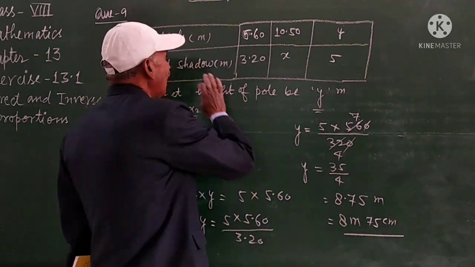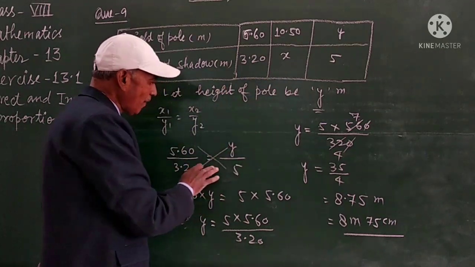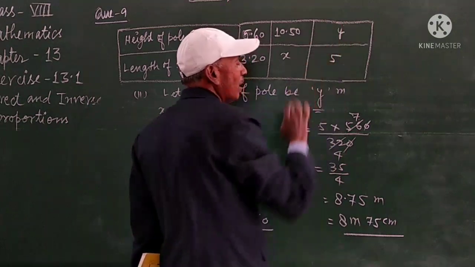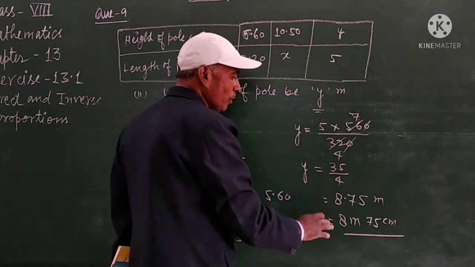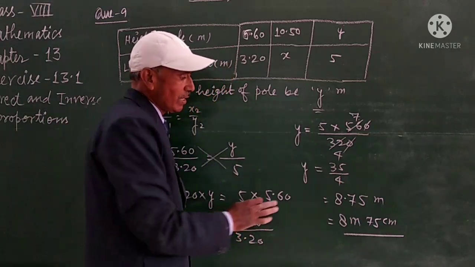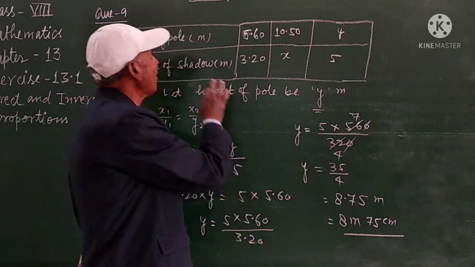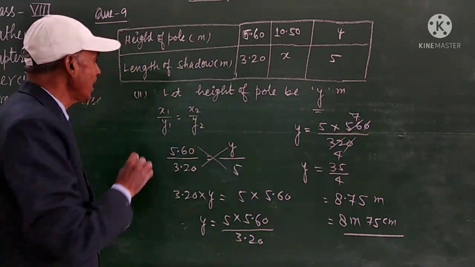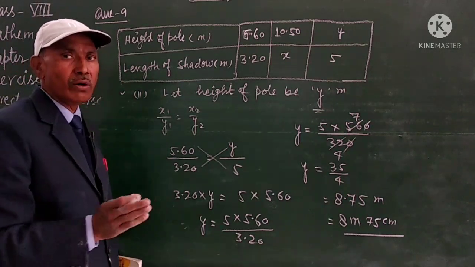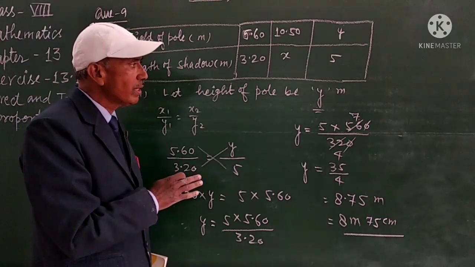When the length of the shadow is 5 meter, student, then the height of the actual pole will be 8 meter 75 centimeter. This is the answer of question number 9, student, and this is the second part of this question. Now we will solve question number 10.